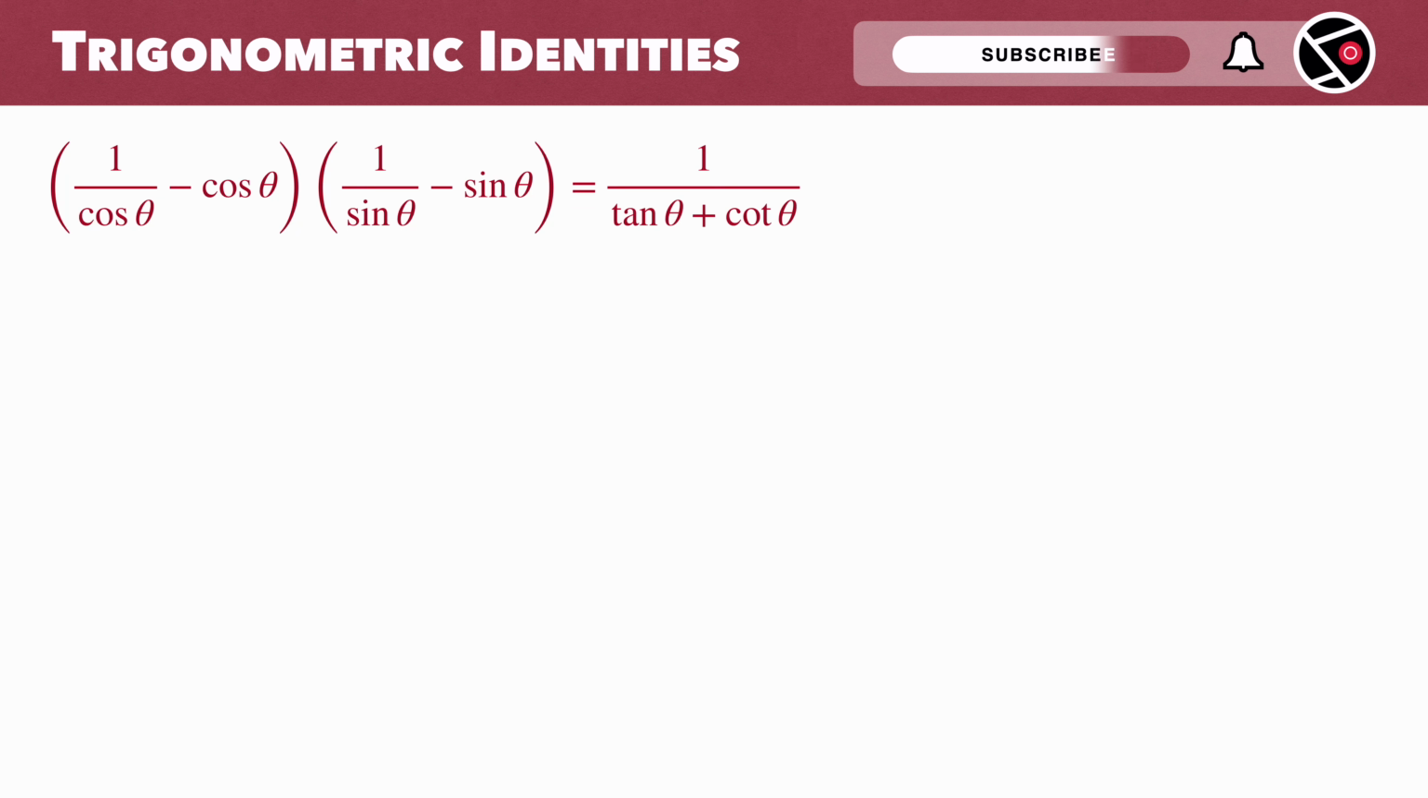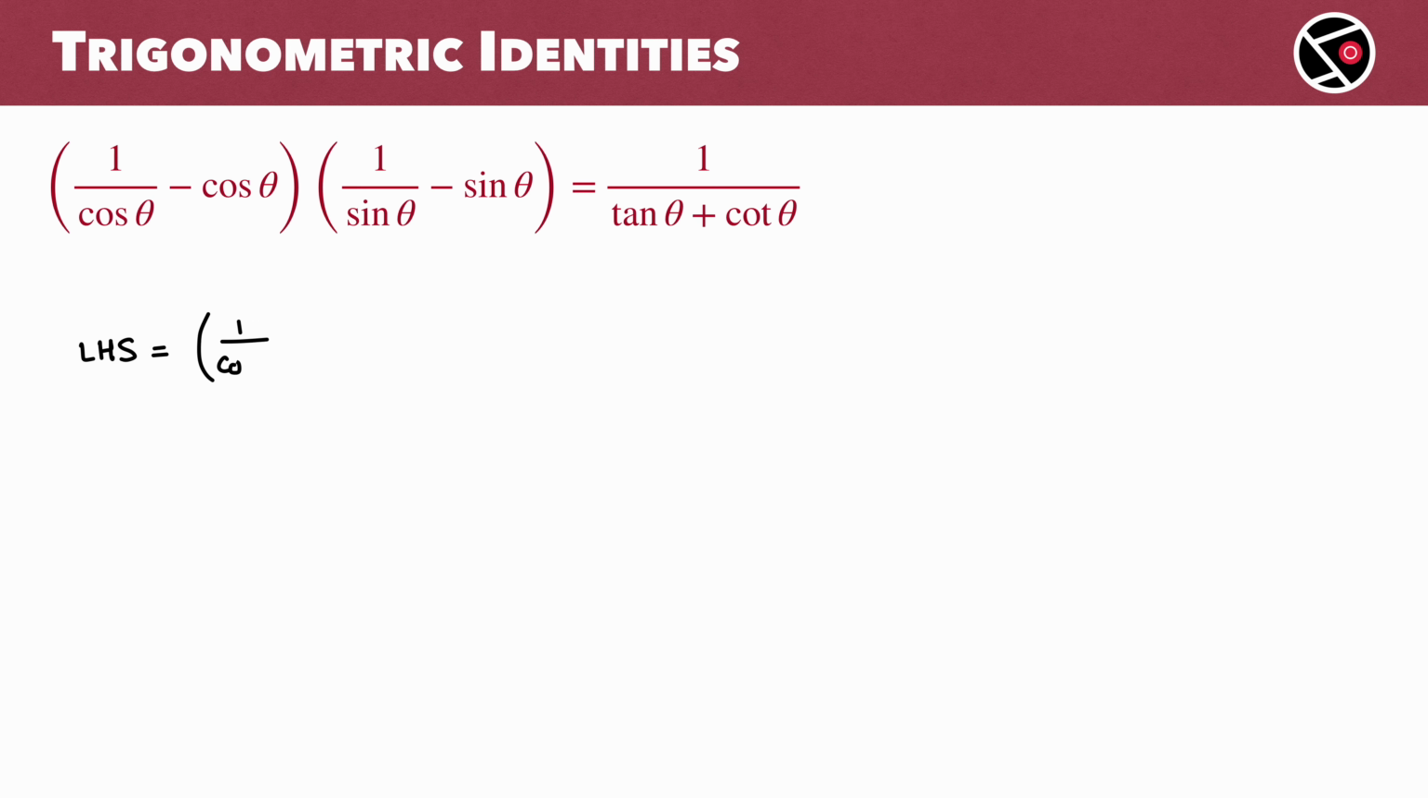Today, we are going to prove a very challenging trigonometric identity. (1/cos θ − cos θ)(1/sin θ − sin θ) = 1/(tan θ + cot θ). In this case, the left hand side looks a bit messy, while the right hand side is clean and compact. Always start with the complicated side. So we will begin with the left hand side.